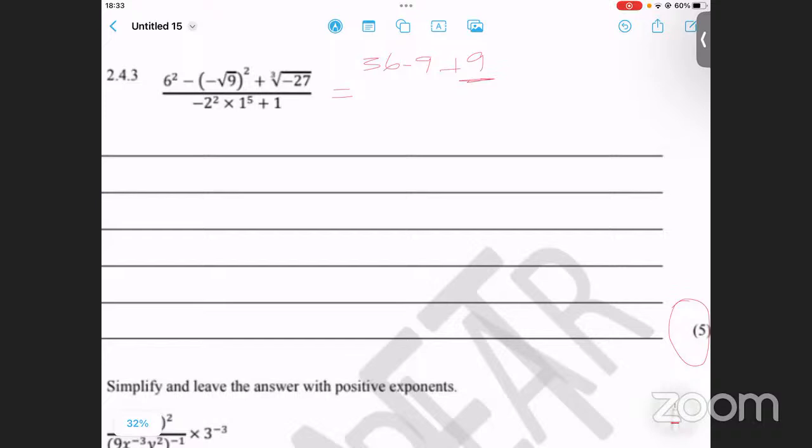And it's going to be 36 minus 9 plus 9 over, you're going to simplify the bottom one, which is 2 squared, which is going to be 4. So it's going to be minus 4 times 5 plus 1. And then, ma'am, you're going to simplify the whole thing.